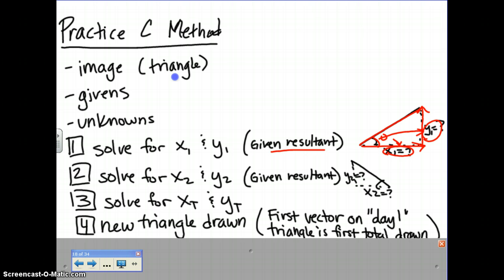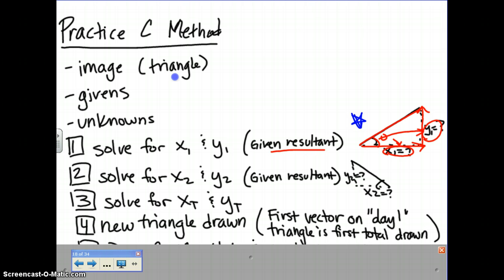What you do is look at the first vector on day 1. So let's look back up here at this triangle again, okay? See where I am? So let's look at this triangle.